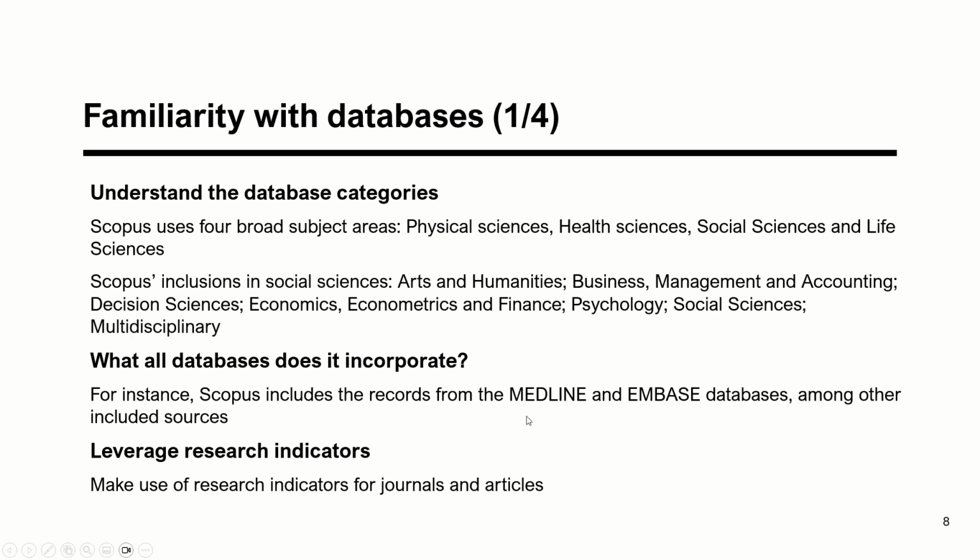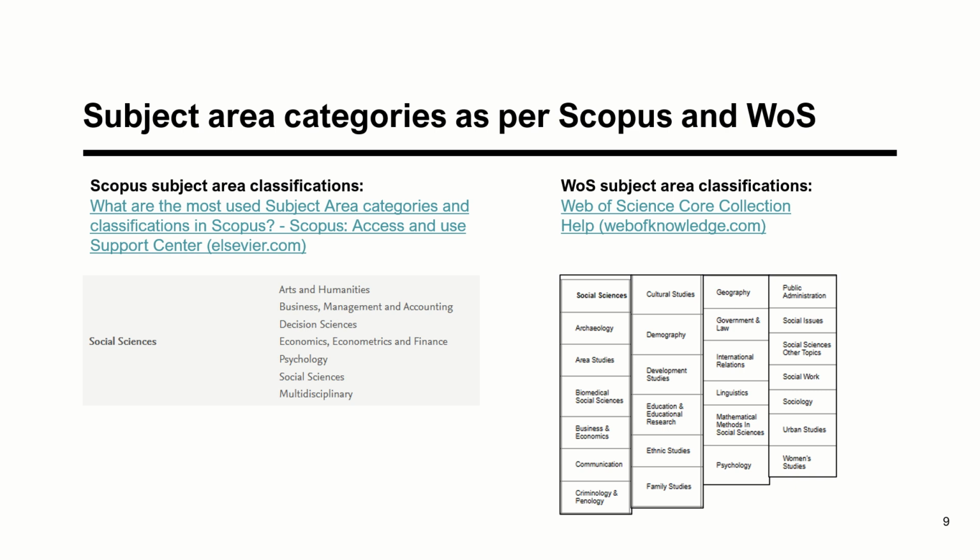And some of this, for example Scopus, also incorporates results from Medline and Embase databases, amongst the literature that it's able to scan through. And it also has a few research indicators for journals and articles. At this point, let's go into Scopus and look at how you can perform a basic search and an advanced search. This is something that I've just already clarified on the previous slide in terms of what are the inclusions within social sciences as a discipline that Scopus looks at.